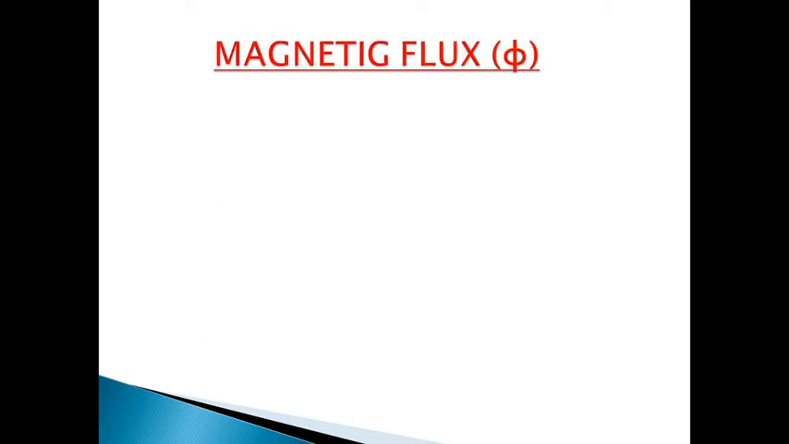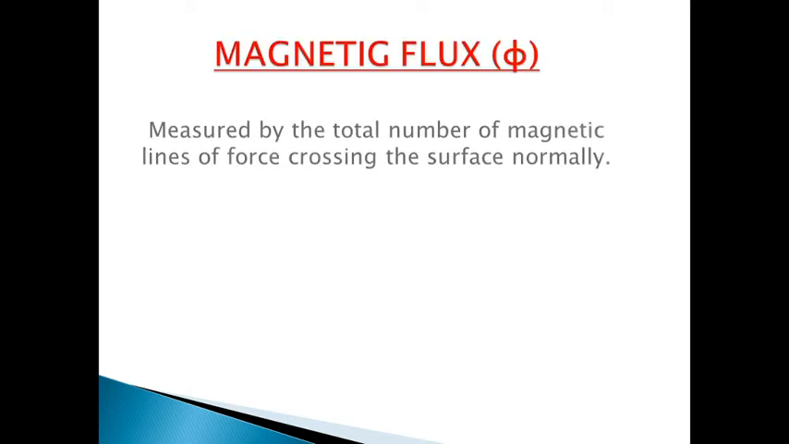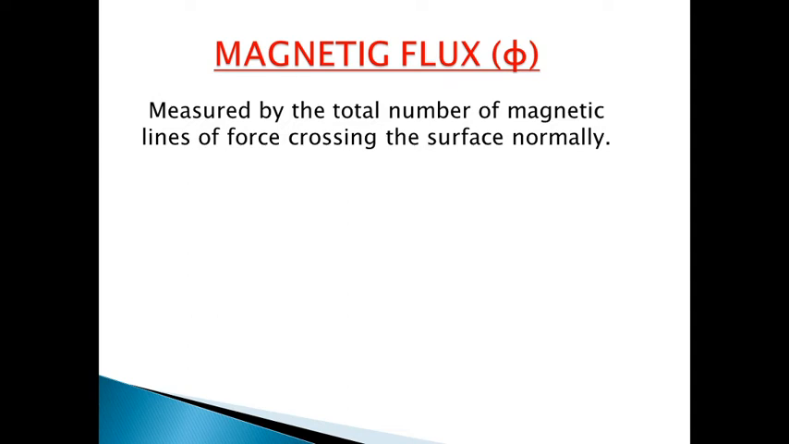Okay, now the magnetic flux, phi is the symbol for it. Just like in electrostatics, it is measured by the total number of magnetic lines of force crossing the surface area normally. In electrostatics, the formula for electric flux was E dot A. Here we have B dot A. It's a dot product of magnetic field and area vector, and because it is a dot product, magnetic flux is a scalar quantity.